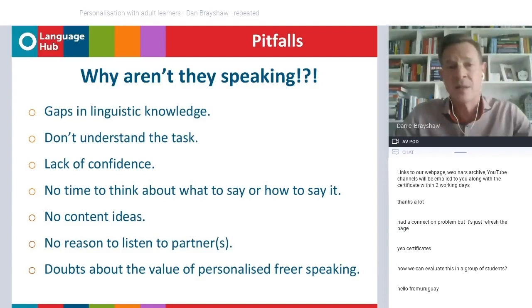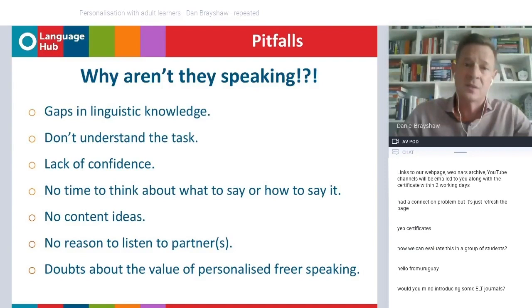So they may not have the language they need for the task we've set. It may be that they don't understand the task. They don't know what we've asked them to do, or perhaps they just lack the confidence to speak out loud. Perhaps they haven't had that planning time that I just mentioned and haven't had a chance to think about what they're going to say or how they're going to say it. They may simply have no ideas to offer on the topic that we've chosen. This might sound a little bit harsh, but sometimes they may have no reason to listen to their partners.